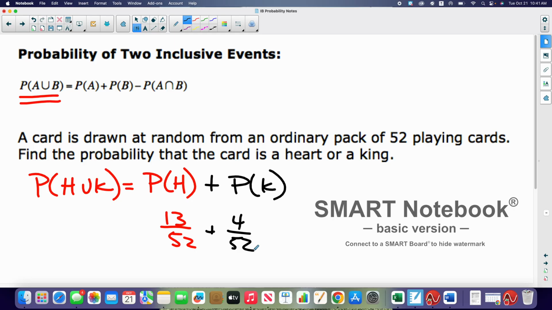The whole other part of the equation. And what is that whole other part of the equation talking about? What happened here? I counted the king of hearts here. I also counted the king of hearts here. So I double counted the king of hearts. Make sense? And so this last little piece is taking care of all that double counting. We want to make sure that we don't double count something and overestimate.